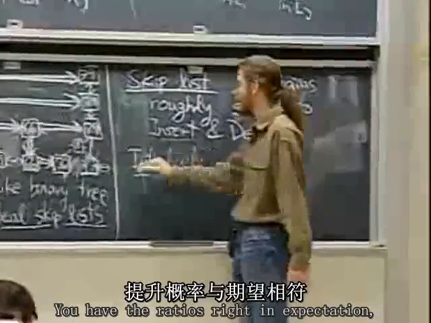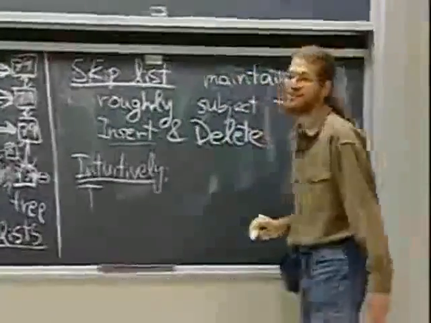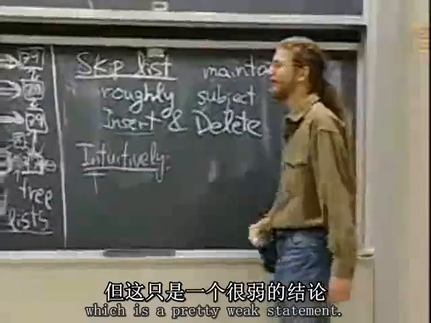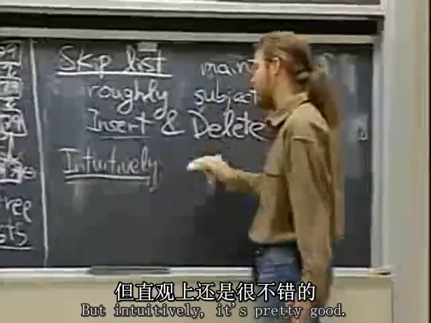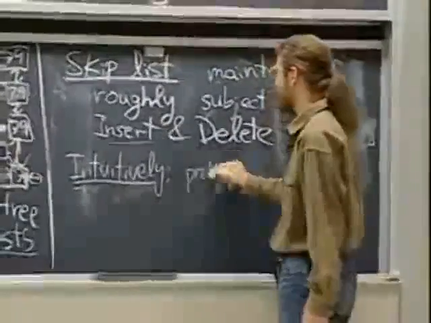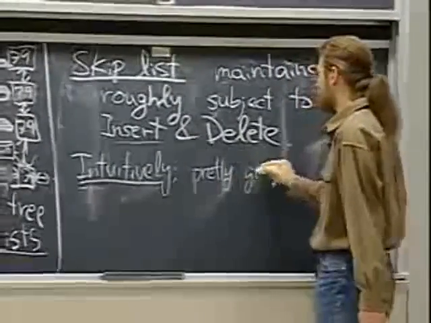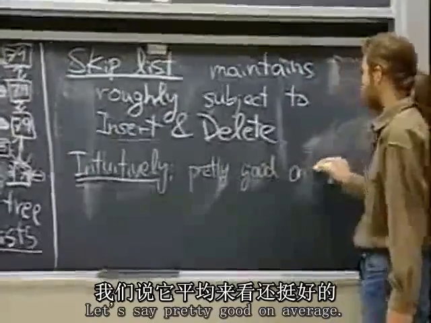So these are skip lists. You have the ratios right in expectation, which is a pretty weak statement. This doesn't say anything about the lengths of these chains. But intuitively, it's pretty good. Let's say pretty good on average.